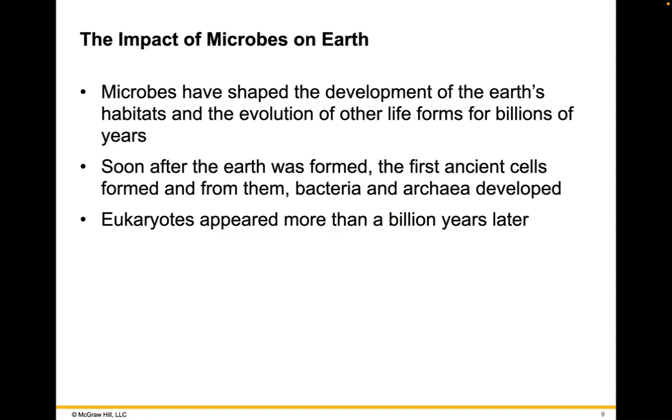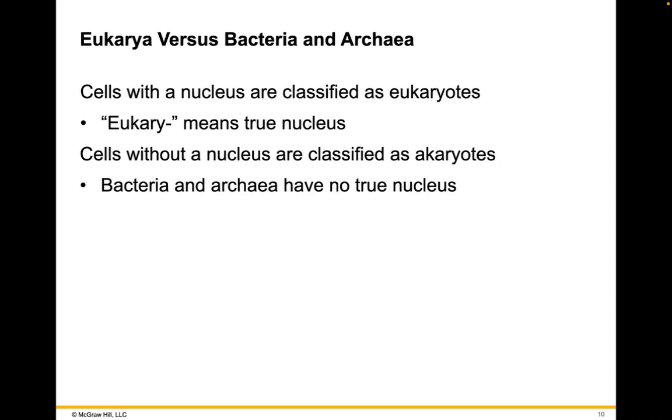Microbes have shaped the development of the Earth's habitats and the evolution of other life forms for billions of years that microbes have been here. Soon after the Earth was formed, the first ancient cells started to form, and from those we see bacteria and archaea develop. Later, much later, eukaryotes appear. They think about 1 billion years later.